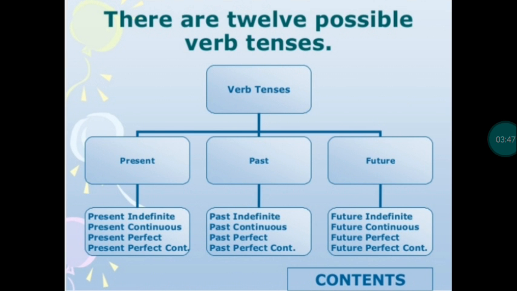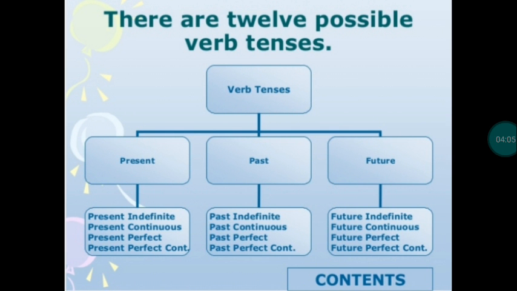There are 12 possible verb tenses. First of all, you have three tenses, that is present, past and future. That is, you are dividing time into three. Present is what is happening right now, past is what happened earlier, and future is what is yet to take place.